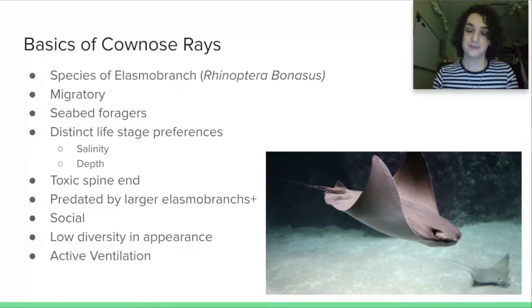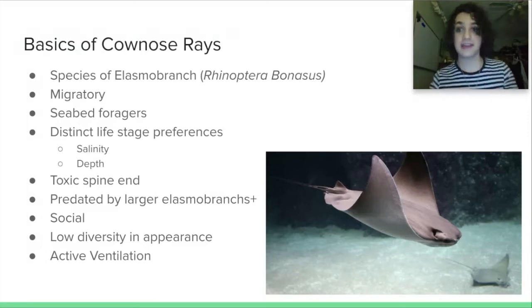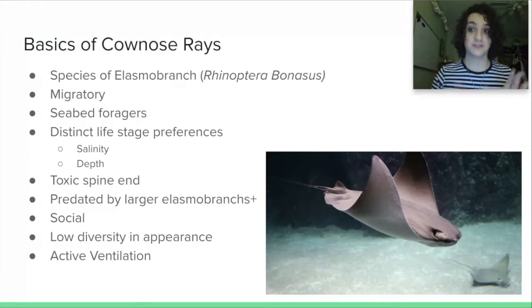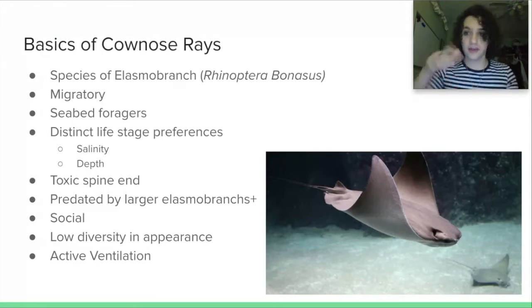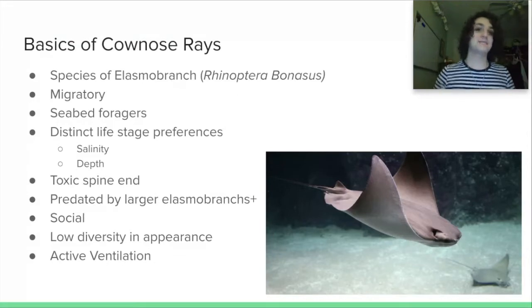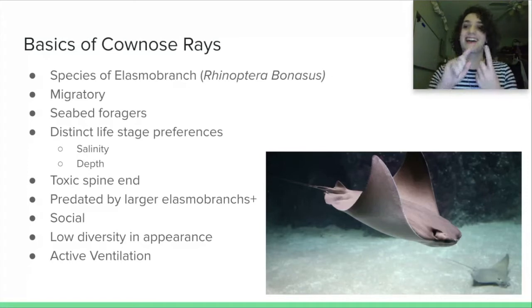They're a migratory species. They specifically migrate from around the Chesapeake Bay area down to the Gulf of Florida, but they can be seen as far south as Northeast South America. They are seabed foragers. They rustle up some sand and look for bivalves to eat and chomp down on with their specialized teeth. They have three distinct stages: adolescent, juvenile, and adult.